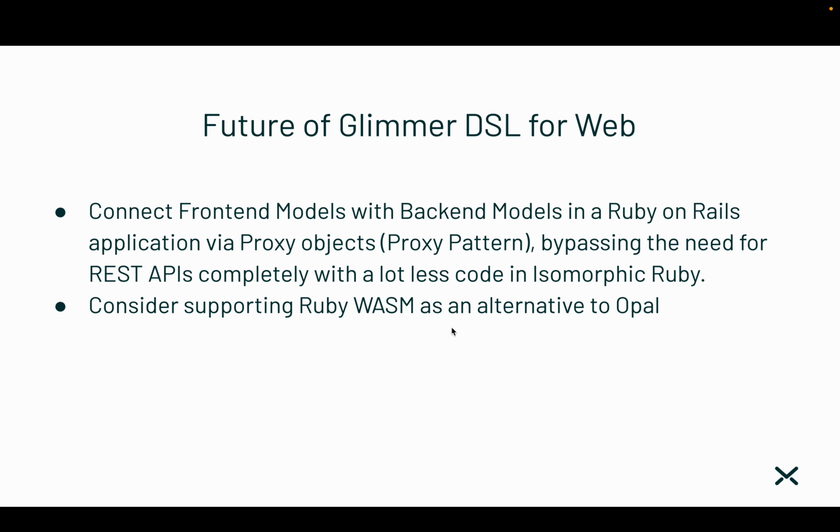Consider supporting Ruby WASM as an alternative to Opal. WASM is another runtime that's an alternative to Opal. The reason I picked Opal over WASM is Opal downloadables are in kilobytes only. WASM downloadables are in megabytes. I think it's 9.5 megabytes. So this is good for people with fast connections, like employees at a company. But for the general public, like normal users, you probably want to use Opal because it's faster, because it has much smaller downloadables that are just kilobytes.